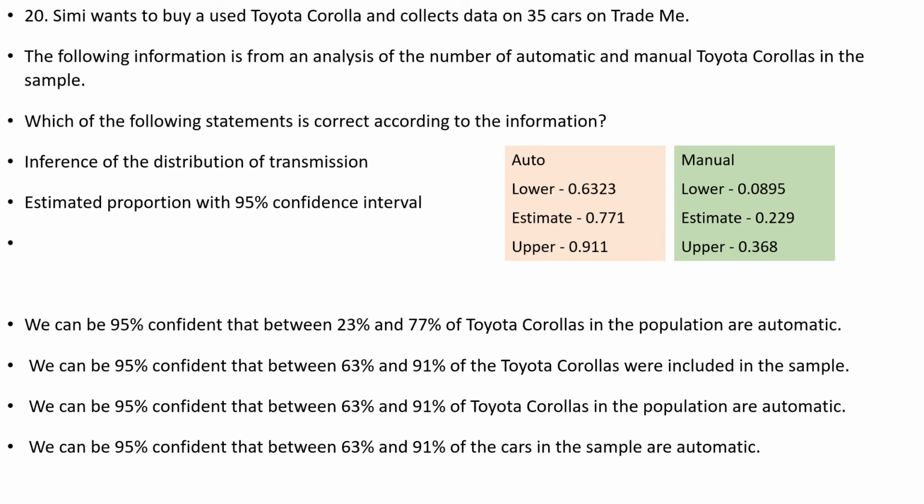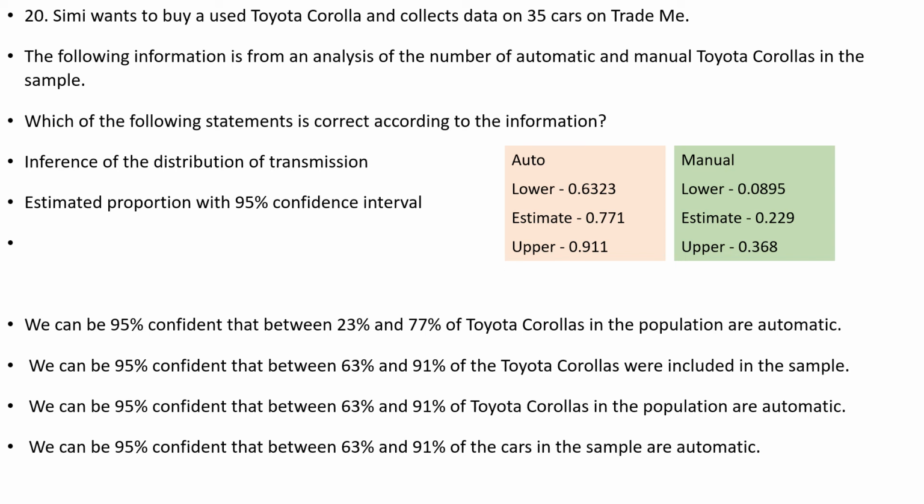Okay, people, Simi wants to buy a used Toyota Corolla and collects data on 35 cars on TradeMe. The following information is from analysis of the number of automatic and manual Toyota Corollas in the sample. Which of the following statements is correct according to the information? People, there's our inference of the distribution of transmission. The estimated proportion with a 95% confidence interval. There we can see it. For automatic gearboxes, lower limit 0.6323, the estimate 0.771, upper limit 0.911. And for manual gearboxes, the lower limit 0.0895, estimate 0.229, and upper 0.368.